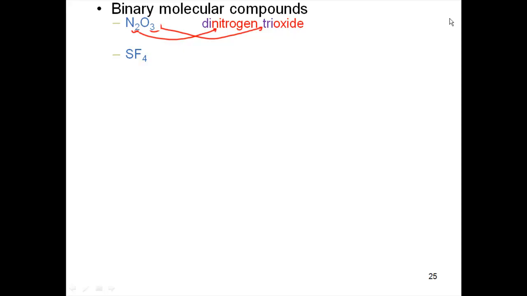SF4. It's covalent bonding, so we're talking about using the prefixes here. So I have my sulfur and my fluoride, but I got to say how many of each one. We don't usually put the mono, so it's just sulfur tetrafluoride.